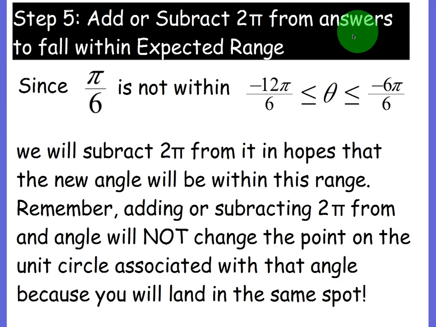Now we're going to add or subtract 2 pi from our answer so that it falls within the expected range. So we need to ensure that pi over 6 is within this range. We will subtract 2 pi from it, which is the same as going 360 degrees counterclockwise, in hopes that the new angle will be within this range. Remember, adding or subtracting 2 pi from the angle will not change the point on the unit circle associated with that angle because you will land in the same spot.